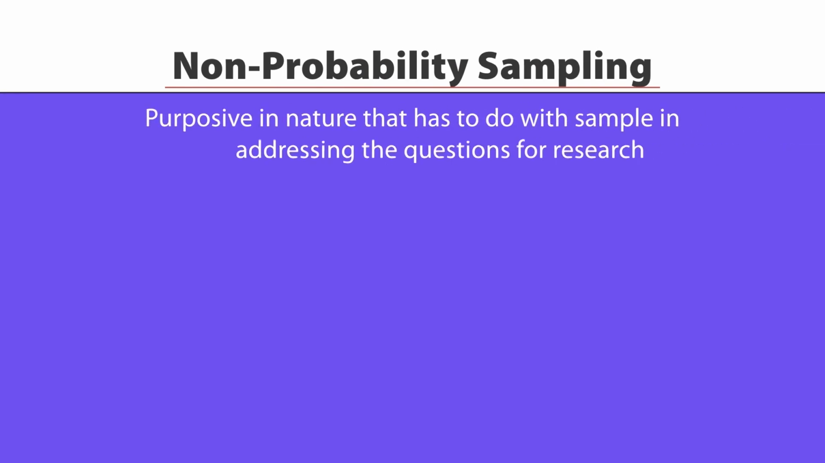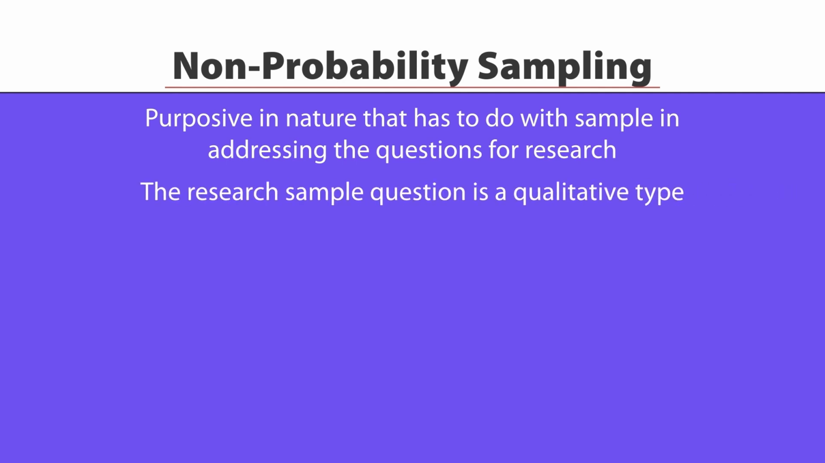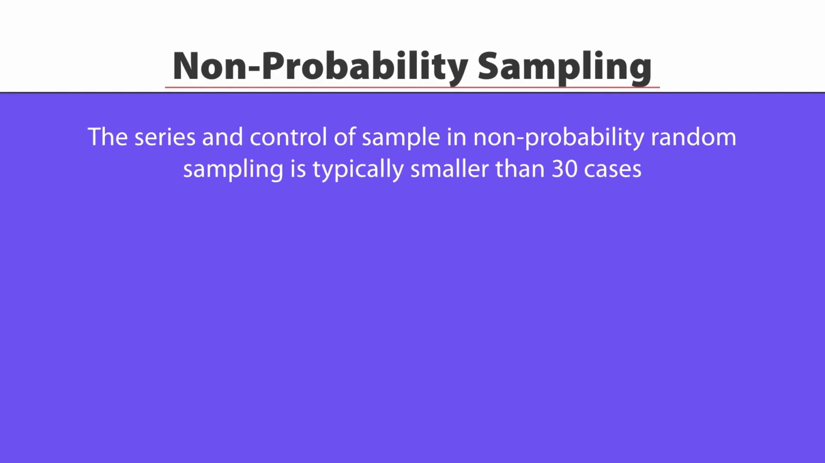And if you go more into the depth of non-probability sampling, I think it's quite purposive in nature, and that has to do with sampling addressing the research question. And the research sample is of a qualitative type, and probability sampling focuses on external validity for transferring of issues. And the very important thing is that the sample in non-probability random sampling is typically smaller than 30 cases. Again, at every juncture you will observe that you are quite biased and you are making things as per your convenience, as per your need.